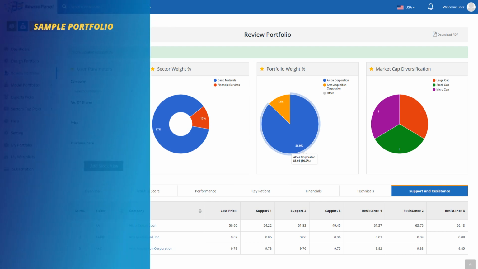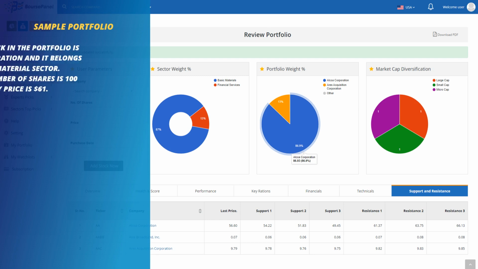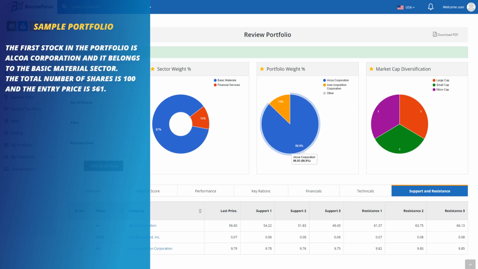In this example, we will use a sample portfolio with 5 stocks. The first stock in the portfolio is Alcoa Corporation, and it belongs to the basic material sector. The total number of shares is 100 and the entry price is $61.